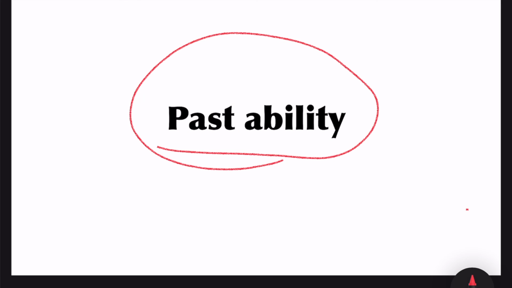In this class, we have dealt with how to express our past ability using could, was able to or were able to, and managed to. Hope this video is useful for you.